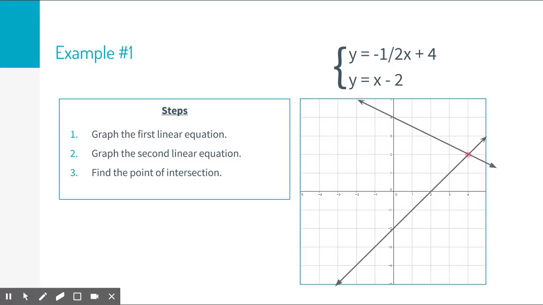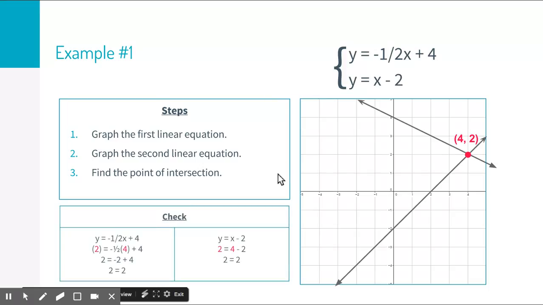Now, you can see that there is a perfect point at which these two lines intersect, and that is the solution of our system. And so our point right there is 4, 2, and that means that if I was to plug in 4 for x and 2 for y, it would be a solution to both of these equations. Now the best way to check this, and I'm not going to spend too much time on this part, is to just plug it in and check your answer. So it should look something like this.